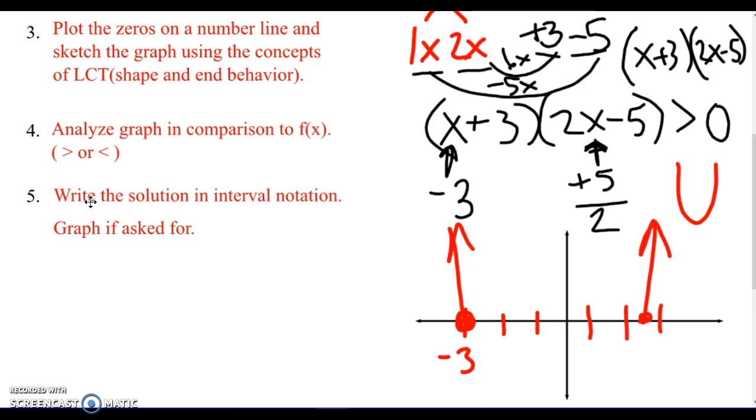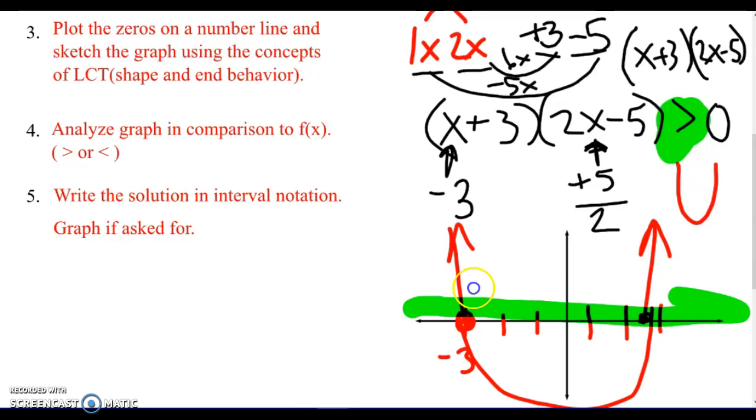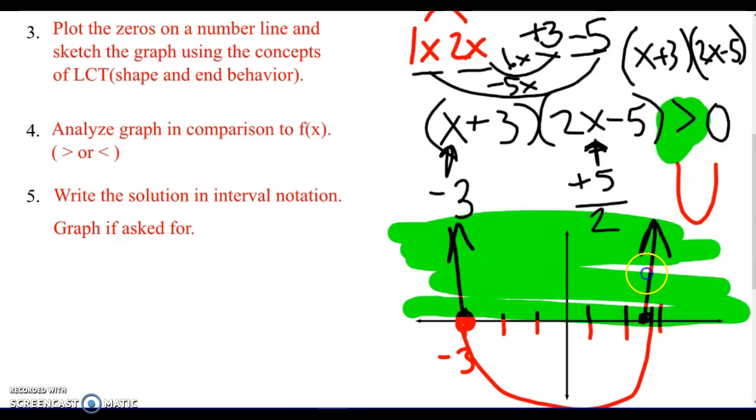At this point I'm just looking for when is it greater than 0, so I don't have to be super specific about what this looks like. Down here, U is down here. I don't care how low it goes. My ultimate goal was to figure out when is it greater than 0. Here is 0, so greater than is this stuff up here. It says analyze the graph in comparison to that. I want it to be greater than, so that's up here. Then write the solution in interval notation.